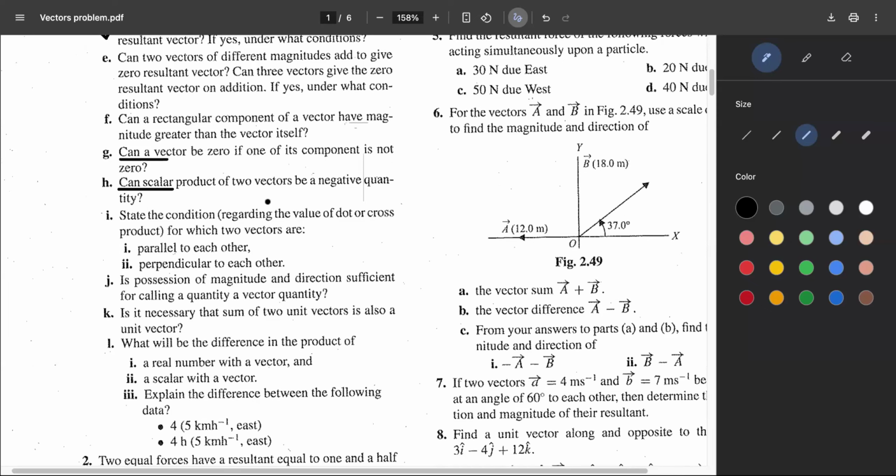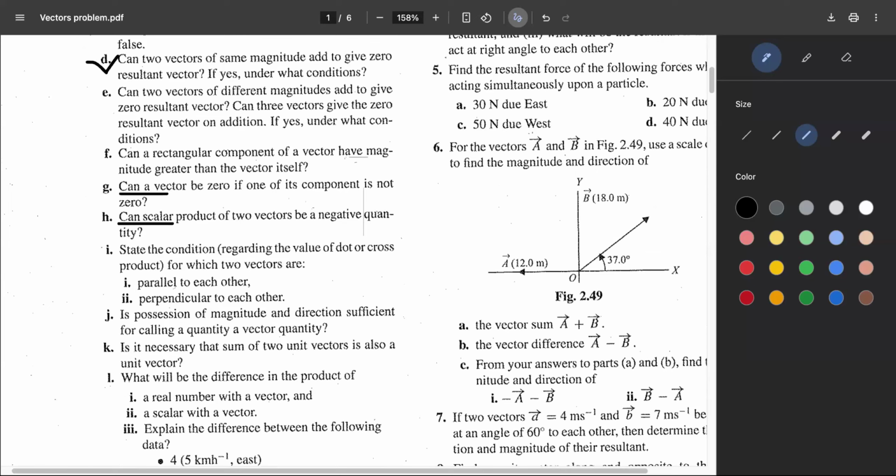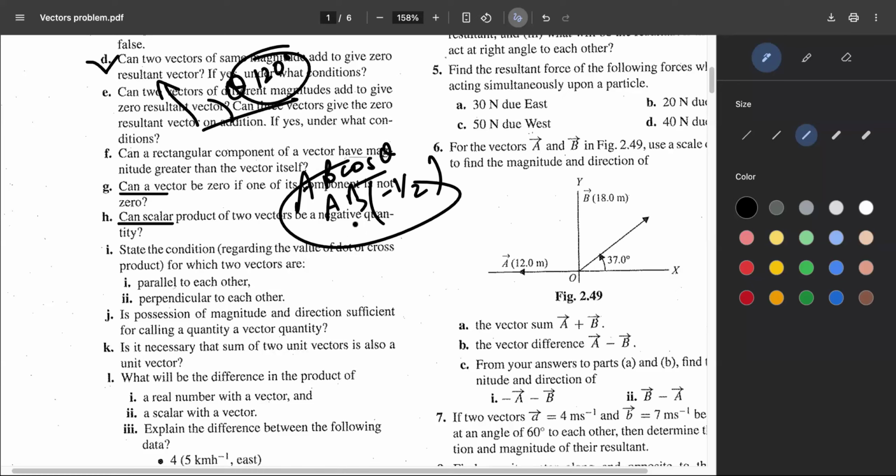Can the scalar product of two vectors be a negative quantity? For this, what do you think the answer comes out to be? Can it be negative in any way? I can say yes. Because if you remember, the scalar product is written as AB cos theta, and there is a chance of cos theta being negative. Let's say theta is 120 degrees. What is cos 120 degrees? Minus 1 by 2. Got it? So you have got it negative, so you can actually get it.